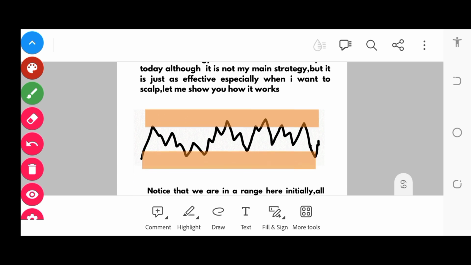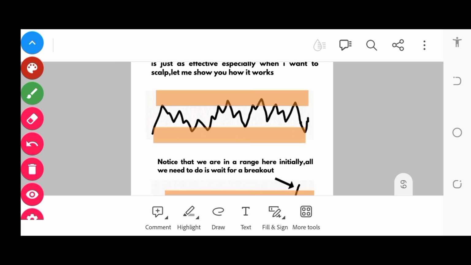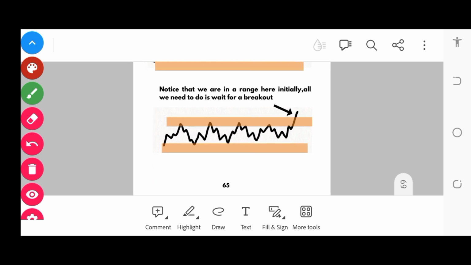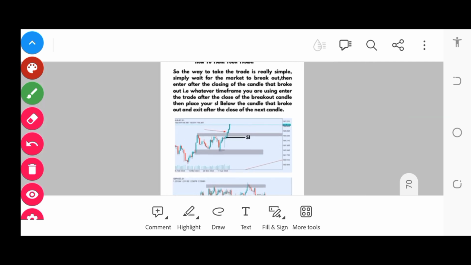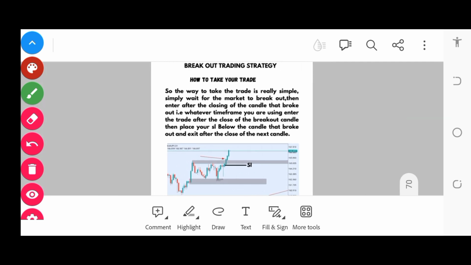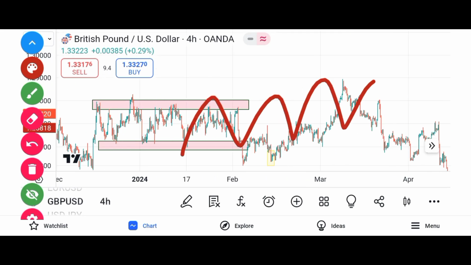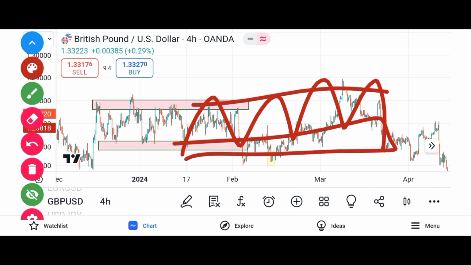So notice that we're in a range here initially. All we need to do is wait for a breakout. That is basically all we need to do. When this breakout happens, that is when we can start trading using this strategy. I can't keep reading from the book, so let me just explain it for you. All we need is a range. We need the market ranging, and we just wait for a breakout. That's why it's called the breakout trading strategy.